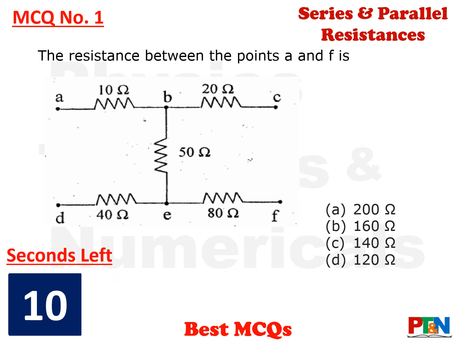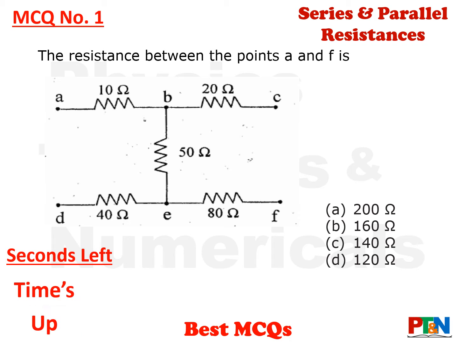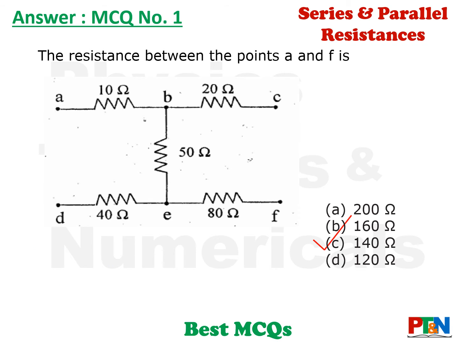The first MCQ. Find out the resistance between point A and F. 4 options for you, 10 seconds time. Your time starts now. Time's up. This is the answer. The answer is option C.